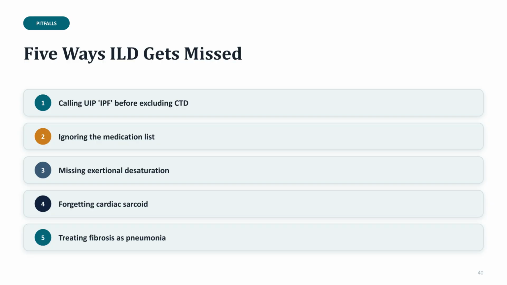Let us collect the traps. First, calling a UIP pattern idiopathic before excluding connective tissue disease and exposures. Our patient's near miss. Second, never reading the medication list and missing amiodarone. Third, checking oxygen only at rest and missing the desaturation that appears on walking. Fourth, forgetting that sarcoidosis can hide in the heart. Fifth, treating migratory organizing pneumonia as a bacterial infection and cycling antibiotics that never work.